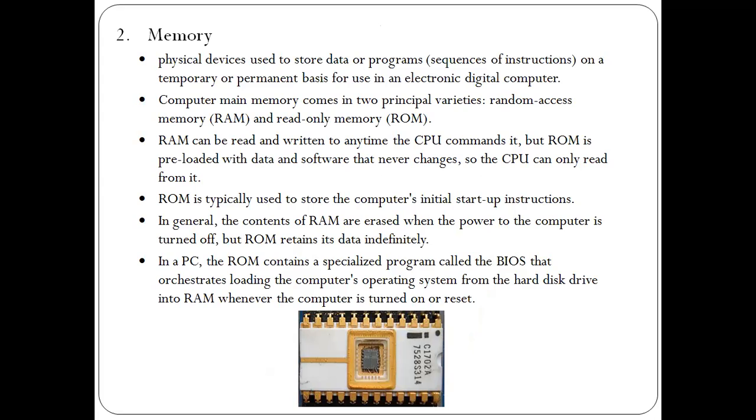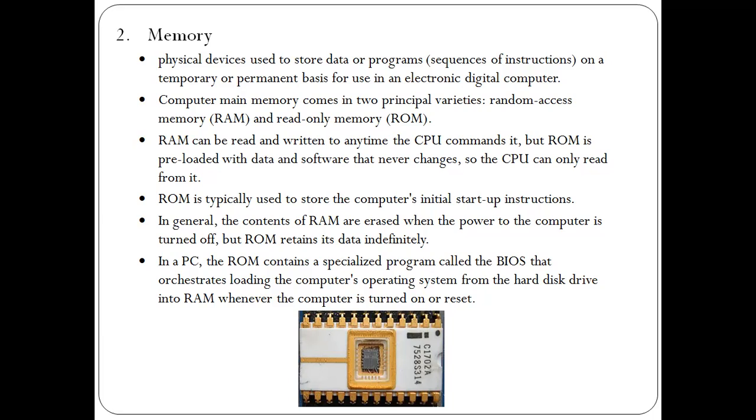Memory. A physical device used to store data or programs, sequences of instructions, on a temporary or a permanent basis for use in an electronic digital computer. A computer's main memory comes in two principal varieties: random access memory and read-only memory. RAM can be read and written to any time the CPU commands it, but ROM is preloaded with data and software that never changes, so the CPU can only read from it.